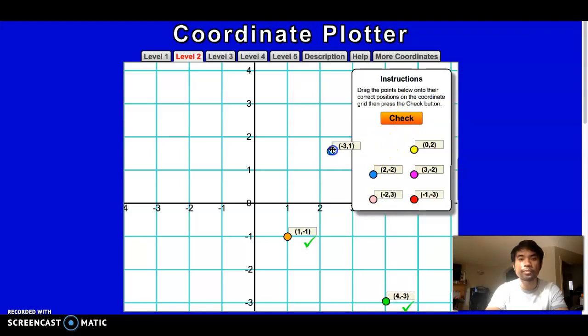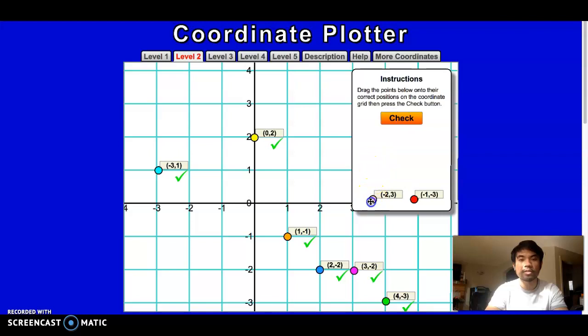This one, negative 3 and 1. So I'm going to go negative 3 on the x-axis, but I'm going to go up 1. So that one is negative 3, 1, and I am correct. 2, negative 2. I'm going to go 2 to the right and 2 down. I am correct. 0, 2. So I'm going to start at 0, okay, but I have to go up 2. So am I correct? Yes, I'm correct. Now, 3, negative 2. I'm going to go 3 to the right, and I'm going to go 2 down.